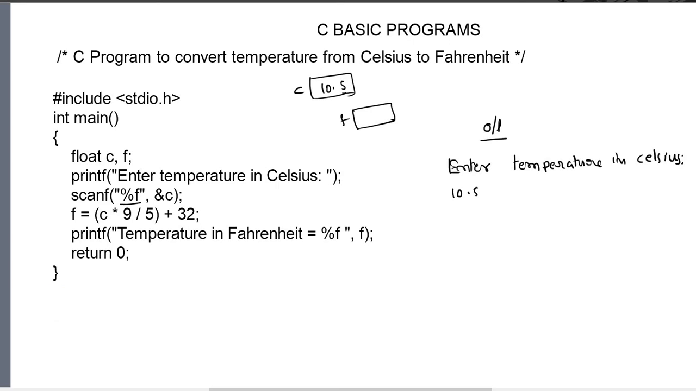When this expression is executed, it is the formula to convert Celsius to Fahrenheit. When this expression is executed, F will get the result, the temperature in the form of Fahrenheit. Then this printf again prints exactly what is given here within the double quotation marks, except this character. In place of this character, we will get the F value.